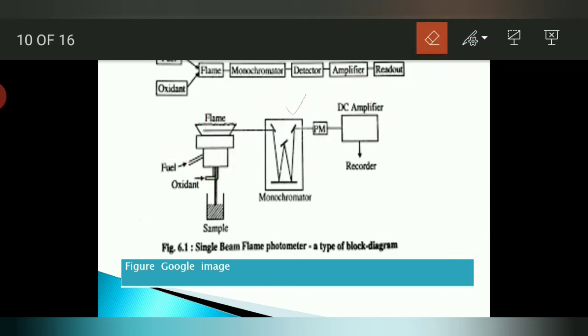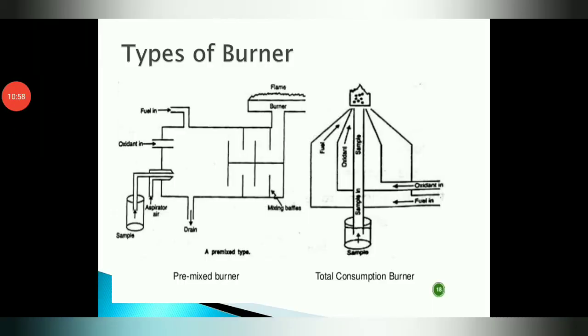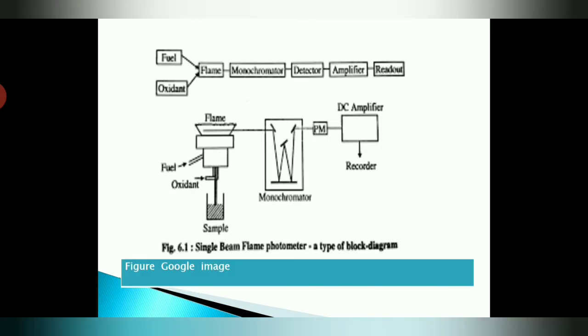So students, in this particular case we are considering the four to five steps for the instrumentation of flame emission spectroscopy. So let us begin with the types of burner. Before starting the types of burner, we have to know the different steps involved in the single beam flame photometer. First is the choice of gases.